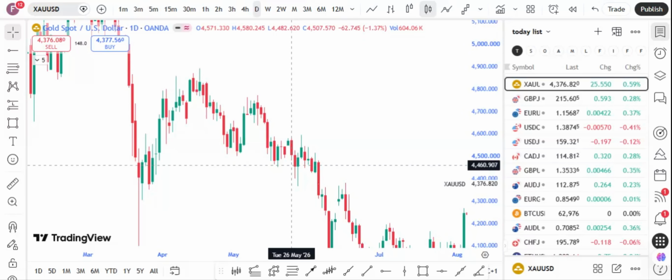In the next video, I will take this a step further and show you how I move from directional bias to my actual entry.